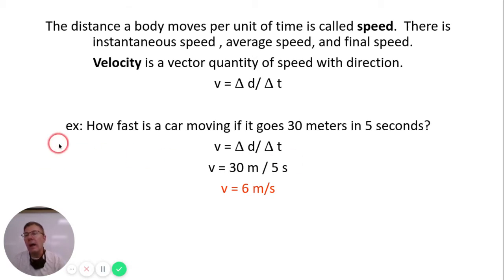So if we look at this one, it says, how fast is a car moving if it goes 30 meters in 5 seconds? Now, 30 meters is a measure of distance. D is distance. This is the delta symbol. Delta means change. The change from 0 to 30 is 30 meters, and the change from 0 seconds to 5 seconds is 5 seconds. So 30 over 5 would give us 6 meters per second. The units for speed and velocity are meters per second.